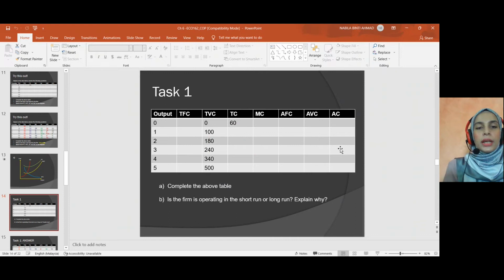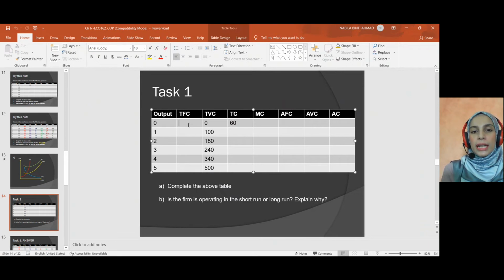So kita tengok task 1. Okay, so kita kena complete the above table. Kita ada total variable cost dan satu total cost di sini. So boleh tak kita nak cari total fixed cost? Boleh lah. Ingat tadi apabila quantity 0, total fixed cost value dia akan sama dengan total cost. So 60 lah keseluruhannya.